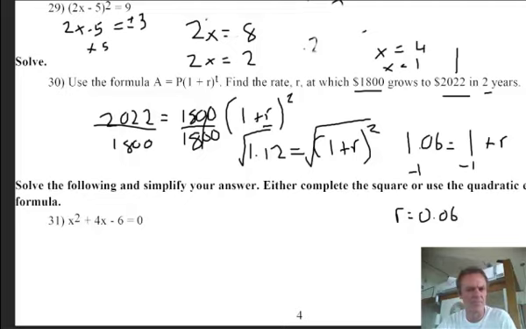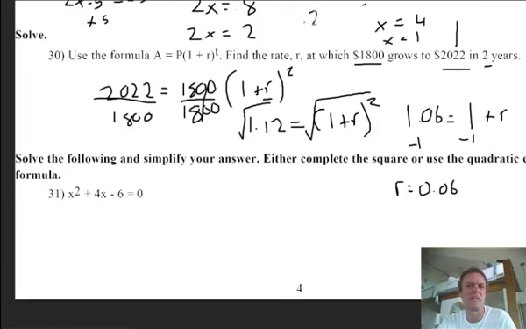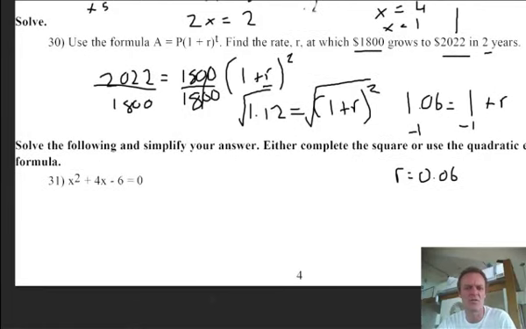Right, let's look at this last one. Complete the square or use the quadratic equation formula. Right, okay. Quadratics. So, the formula's on the test, okay? So, A is 1, B is 4, C is negative 6, okay?